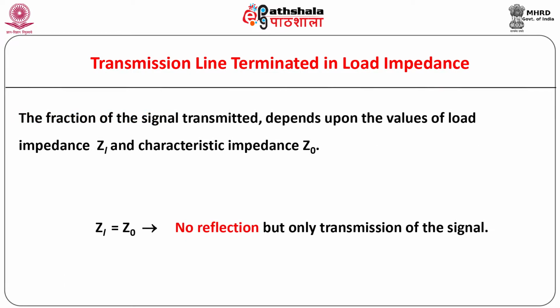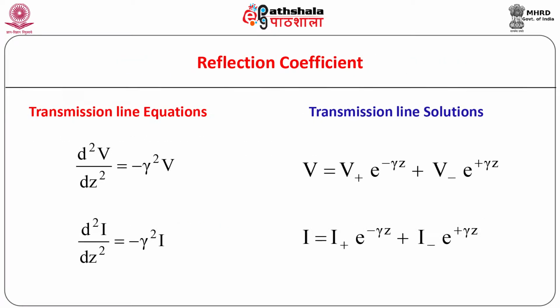The fraction of the signal transmitted depends upon the values of load impedance and characteristic impedance. If the load impedance ZL is equal to the characteristic impedance Z0 of the transmission line, then there will be no reflection, but only transmission of the signal. Let us see how this result can be derived mathematically. The transmission line equations considered earlier and their solutions are as shown.